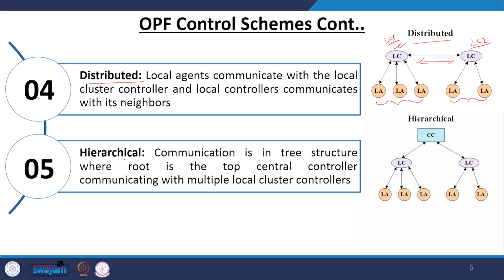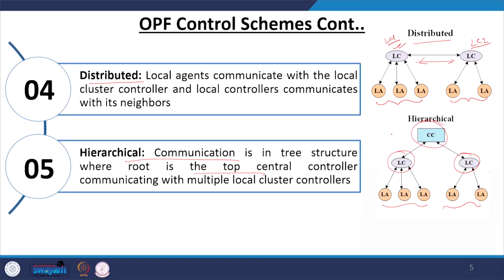Then you have hierarchical control, which is a combination of distributed and centralized control, where the local agents report to the local controllers. But instead of the local controllers communicating with each other, they communicate via a central controller, and that central controller decides whether the local controllers are taking proper actions or not. So, these are the 5 major OPF control schemes we normally use.